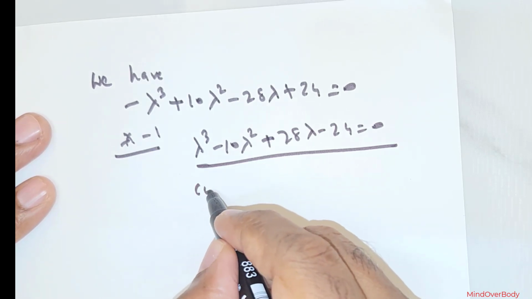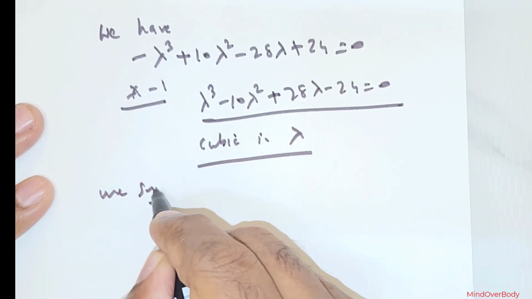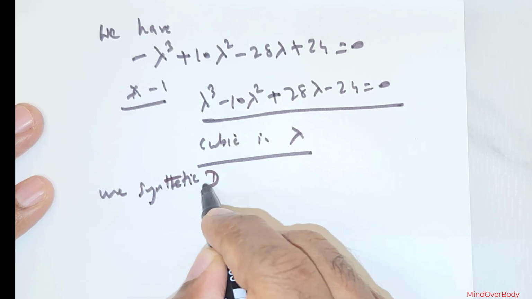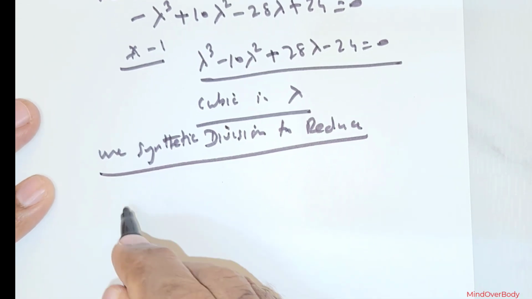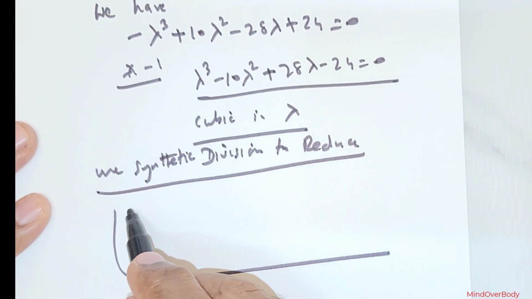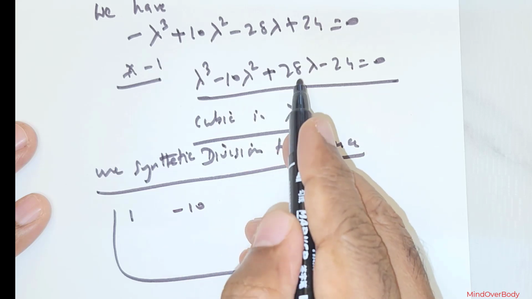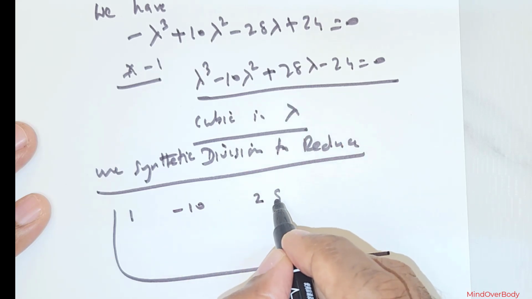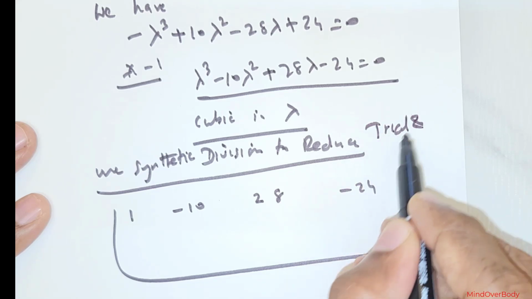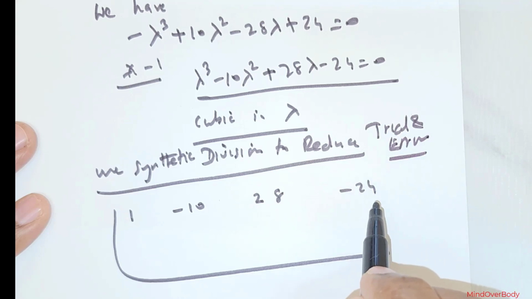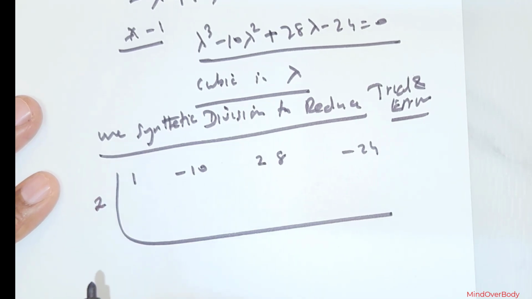Now this is cubic in lambda. So what I'm going to do is I'm going to use synthetic division to reduce. So how do I do that? You draw a line like this, take the coefficients of the equation. So coefficient of lambda cubed is 1, lambda squared is negative 10, lambda is 28, and the constant is negative 24. Now this is done by trial and error. So you will have to make a choice of the numbers. Now seeing 24, I'm going to select 2.